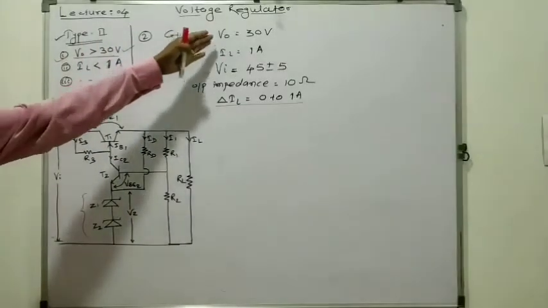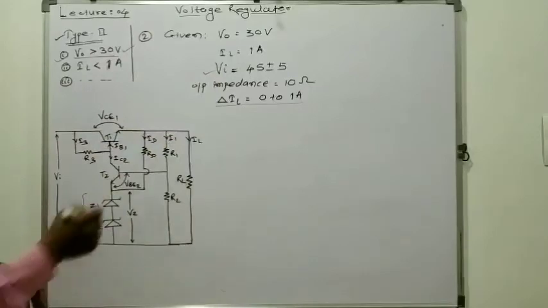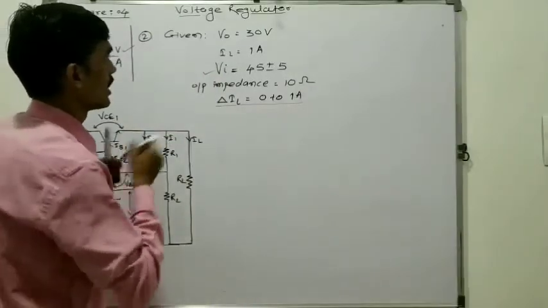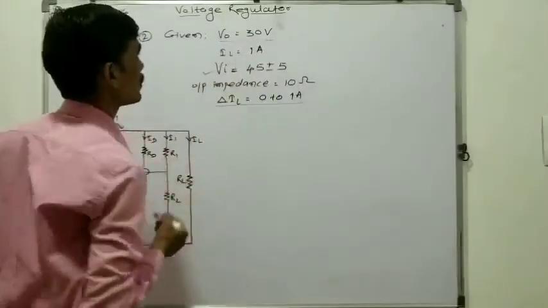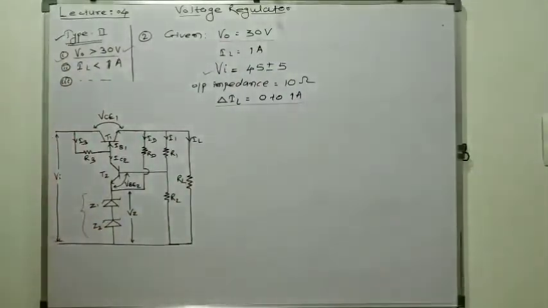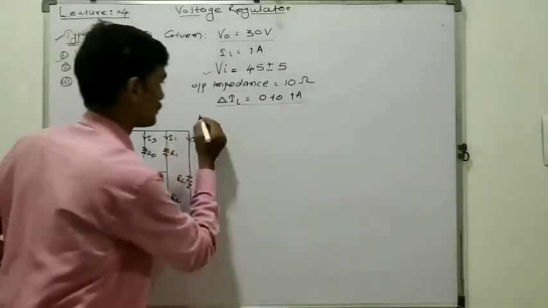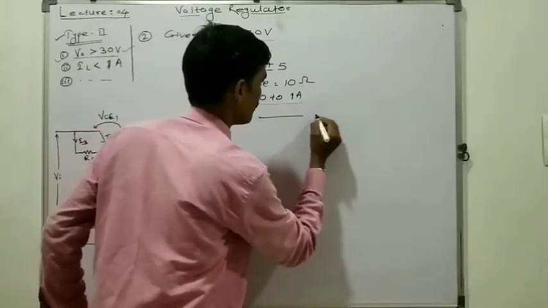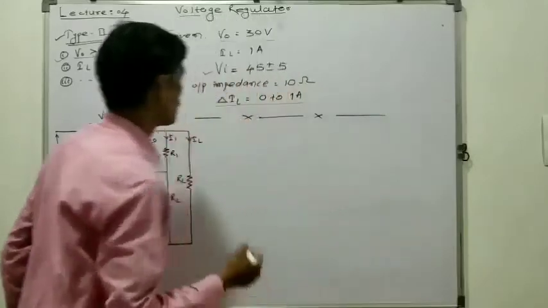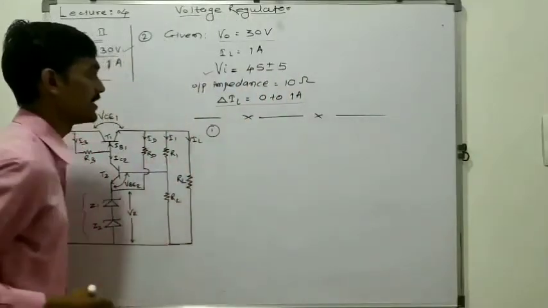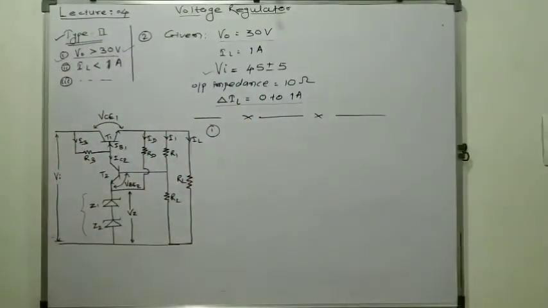This type of problem comes under type number 2, as we mentioned: if VO is equal to or greater than 30 volt, then it is type number 2. So we go for the design steps, or design of the voltage regulator. The first step is design of the Zener diode, or we can say selection of the Zener diode.